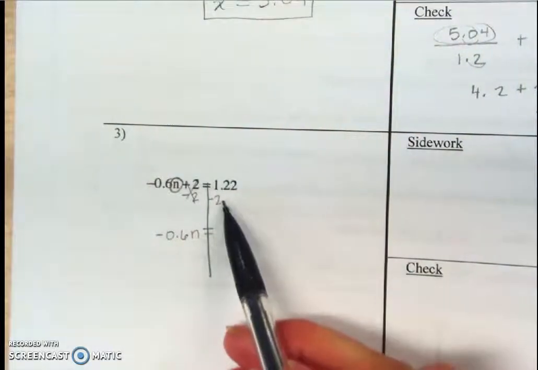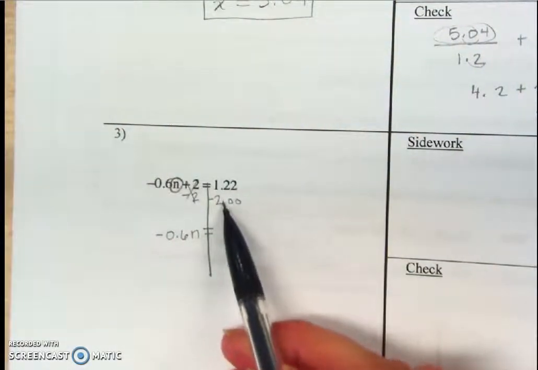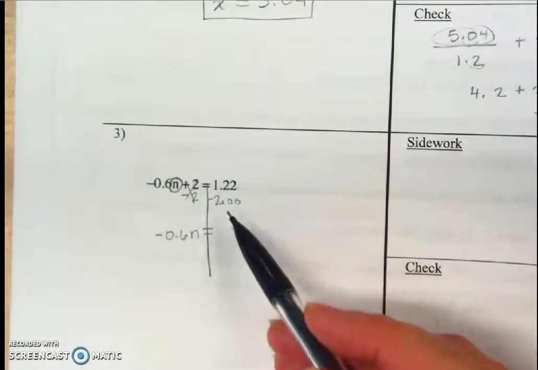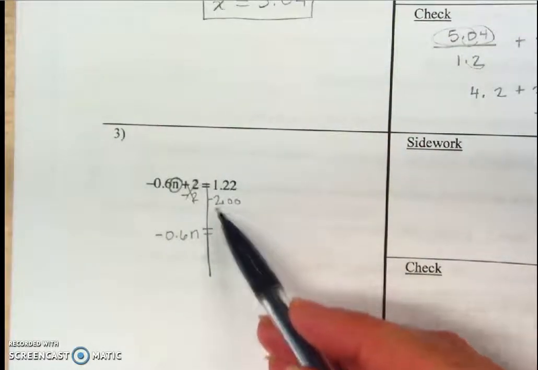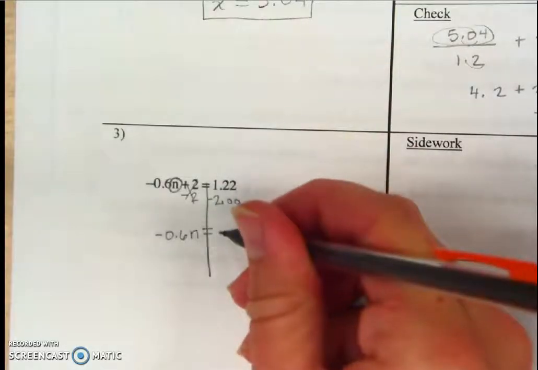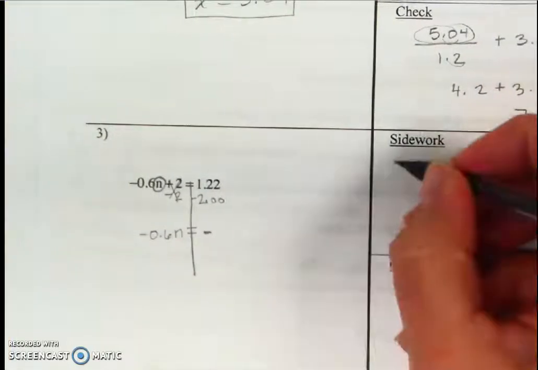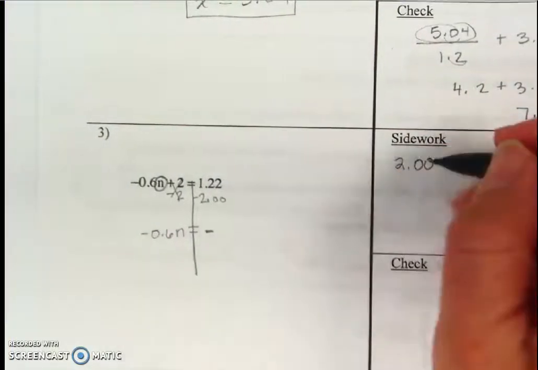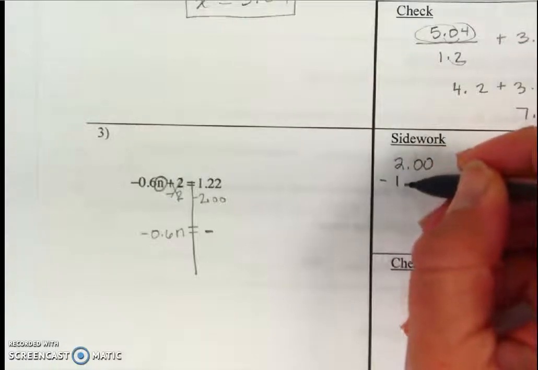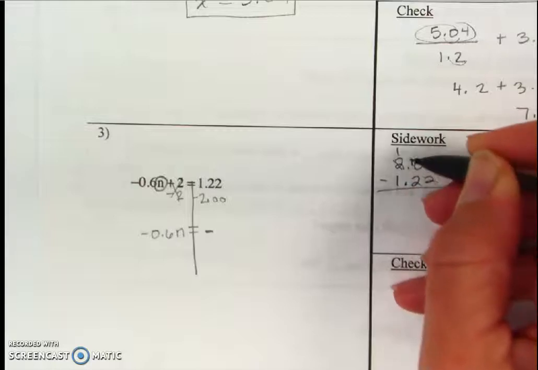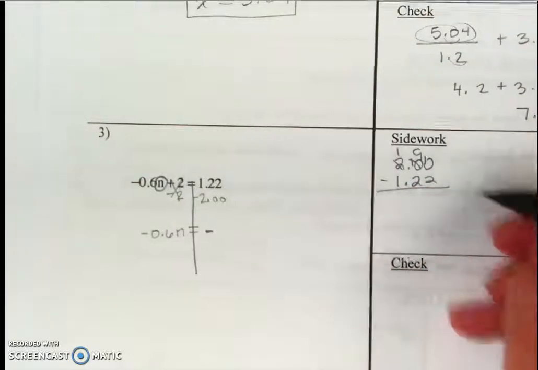Do I have more positive or more negative? Well, to check, I'm going to make the decimals match. What do I have more of? 1.22 or negative 2.00? If these were dollar amounts, it'd be easy to see. You definitely have more negatives. But let's check and see how many more. So I'm going to take what I have more of, 2.00, and subtract what I have less of, 1.22. We need to borrow and borrow and borrow.